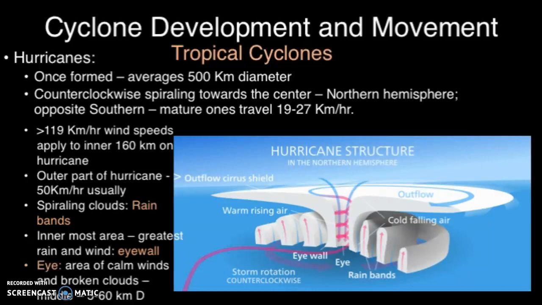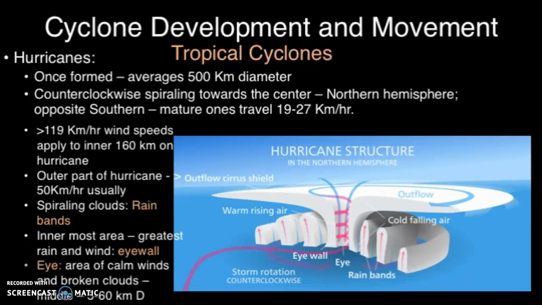So mature hurricanes are going to be traveling at a forward speed of about 19 to 27 kilometers per hour, meaning if the hurricane is happening in Boise, which is again almost incredibly unlikely, it's going to basically travel through Boise and Meridian and whatnot and hit Nampa in about an hour or so. So that's how fast it's moving, okay?